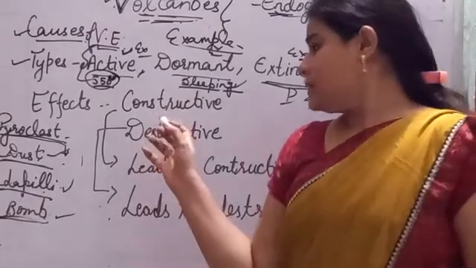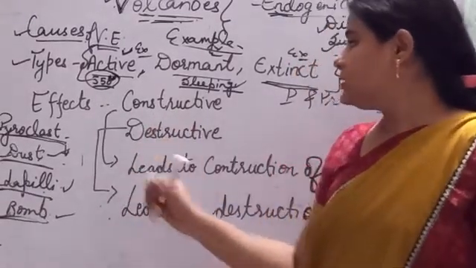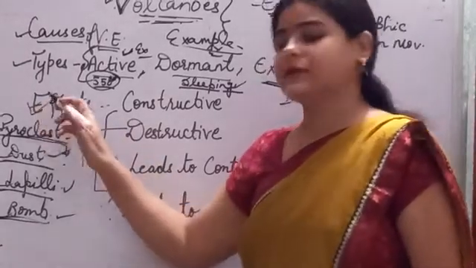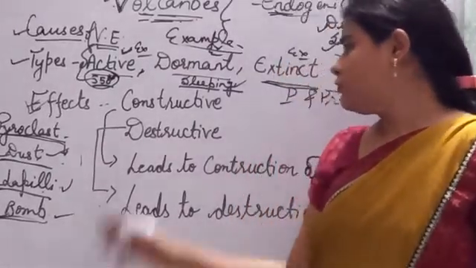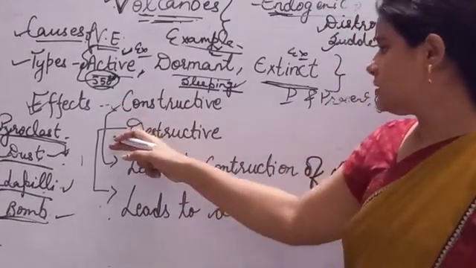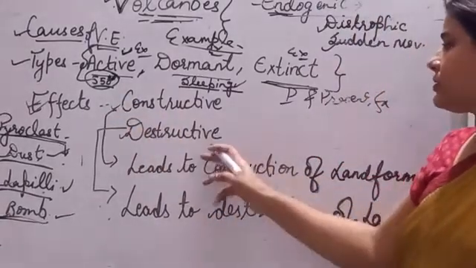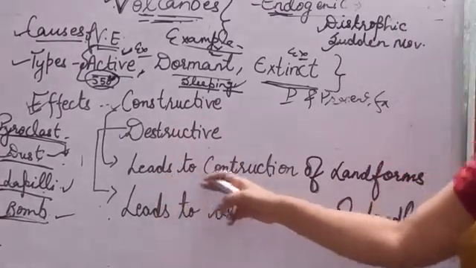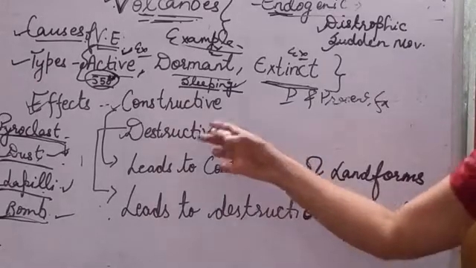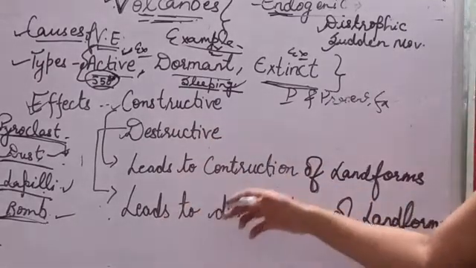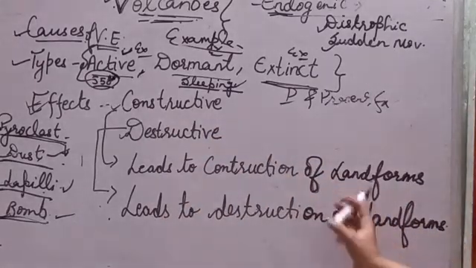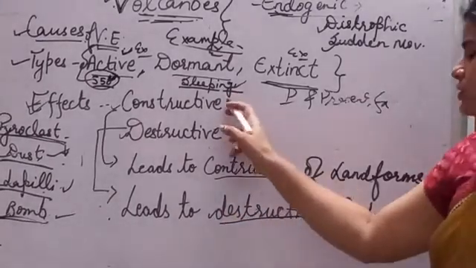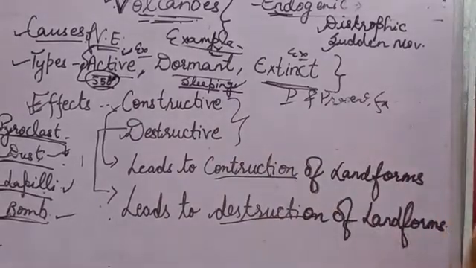The next topic is about the effects of volcanic eruption. What are the effects of volcanic eruption? Volcanic eruption has two effects majorly: constructive effects and destructive effects. What are constructive effects? Constructive effects are the effects which lead to the construction of landforms, and destructive effects are the effects which lead to the destruction of landforms. So mainly construction and destruction take place in these two effects of volcanic eruption.